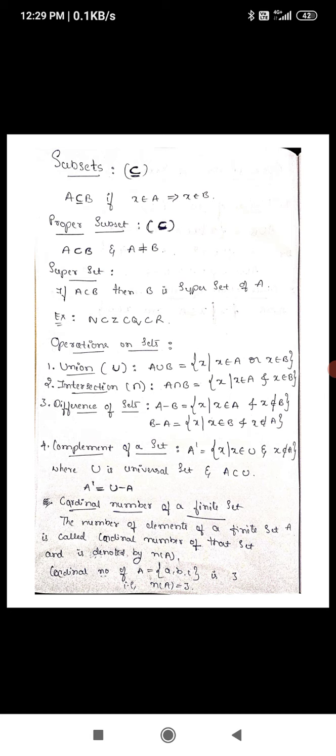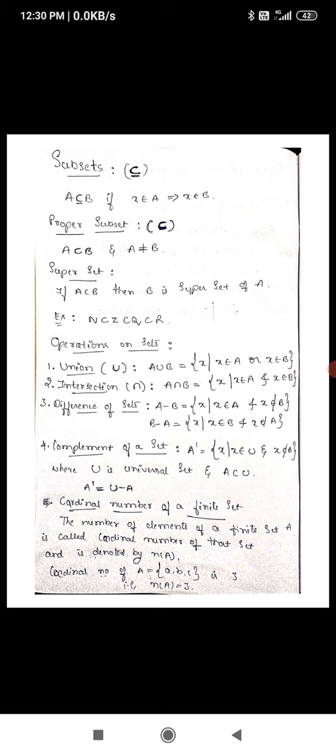Next, intersection. Intersection of two sets A and B is given by A intersection B is equal to the set of all x where x belongs to A and x belongs to B. x comes to the intersection only when it is in both the sets. So intersection is nothing but the common elements of A and B, whereas union is the combination of A and B. In union, we see the combination of A and B, whereas in intersection, we see the common elements of A and B.